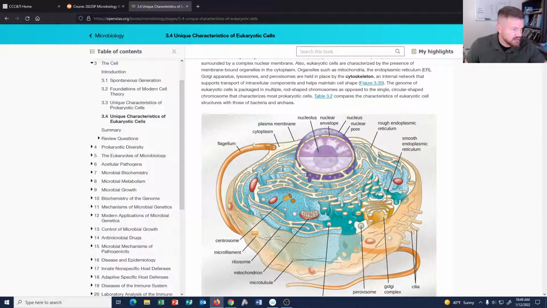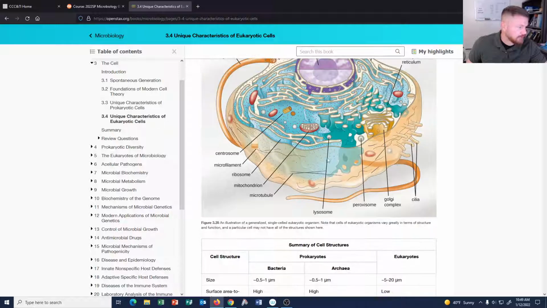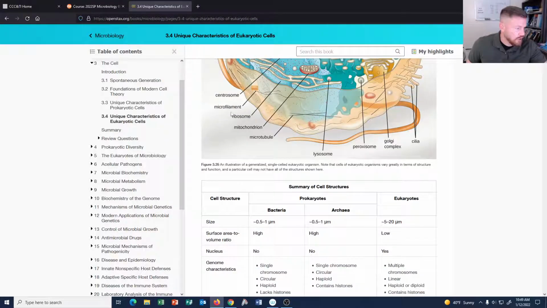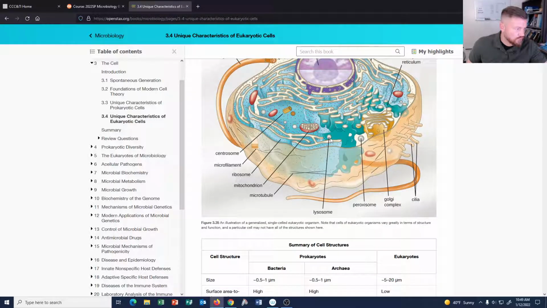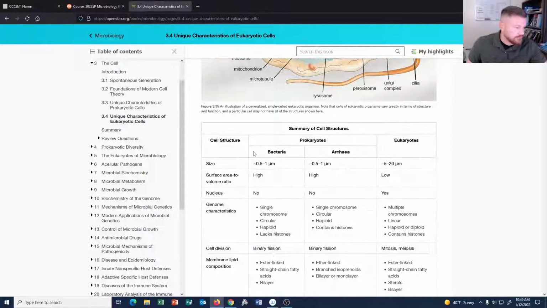They can have cilia, they have flagella, they have structures that allow them to attach on to things. They have this nucleolus, not to be confused with a nucleoid. So it's just a region of DNA that's kind of concentrated inside the nucleus. But yeah, a little more complex. They can have things like lysosomes and peroxisomes inside.